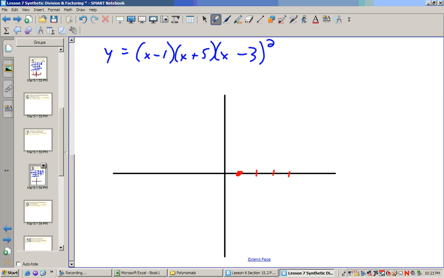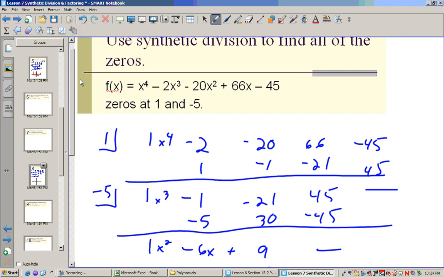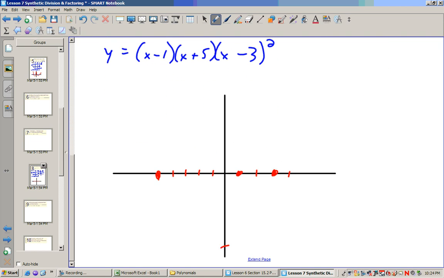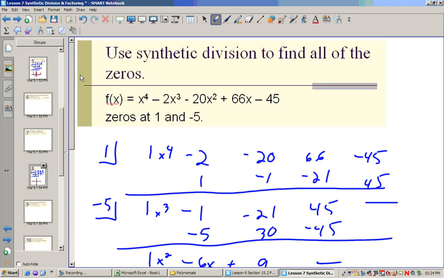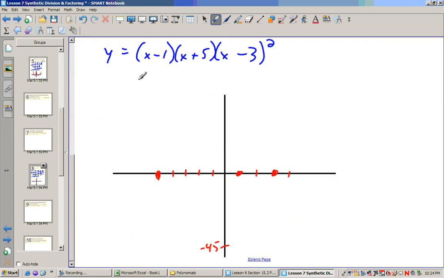So this crosses at 1, and there's this double zero at 3, and then it crosses again at -5. It crosses the y-axis at -45. It is a quartic function with positive leading coefficient, so it's going to start from the top, somehow come down here, pass through -45, come up, and now it's going to do a double zero at 3, and then continue to go off to the right.